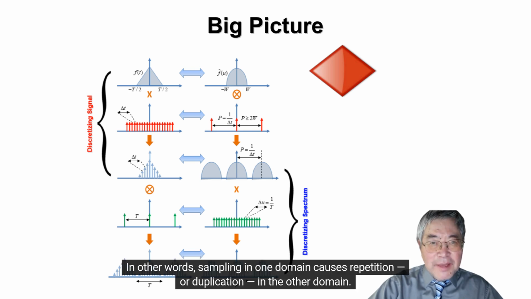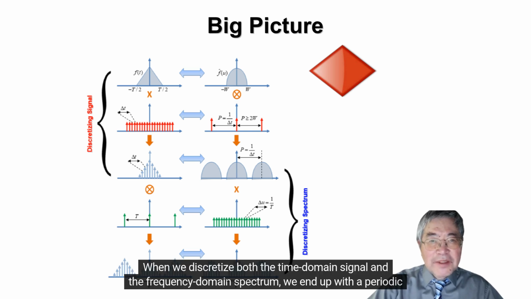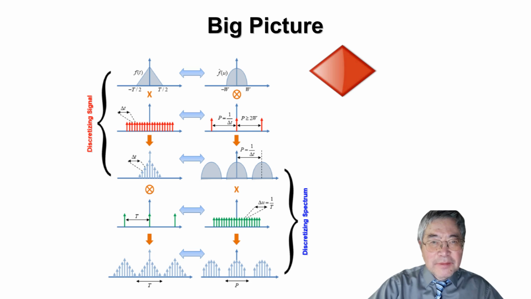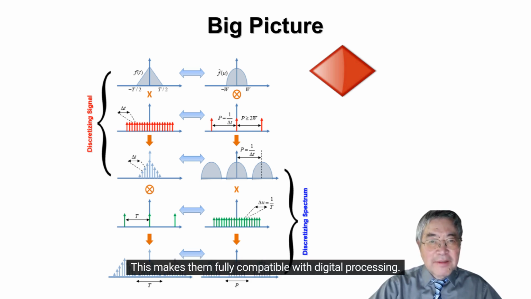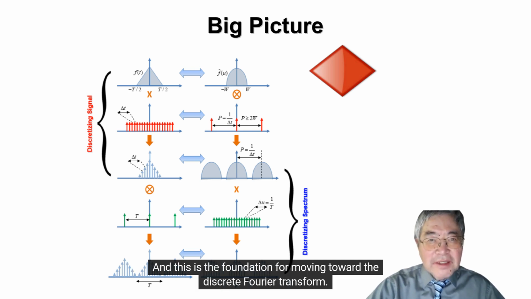In other words, sampling in one domain causes repetition, or duplication, in the other domain. When we discretize both the time domain signal and the frequency domain spectrum, we end up with a periodic structure in both domains. The key point here is that now both our signal in time and its spectrum in frequency are discrete and periodic. This makes them fully compatible with digital processing, and this is the foundation for moving toward the discrete Fourier transform.